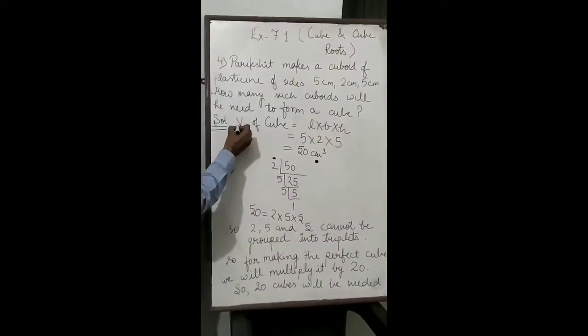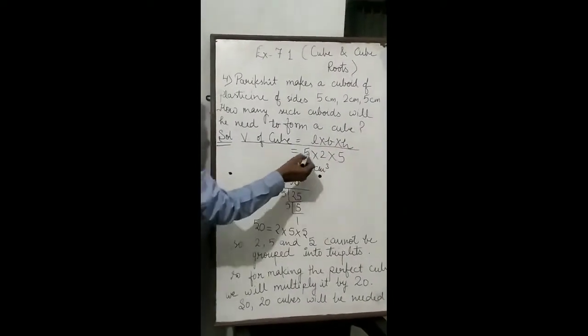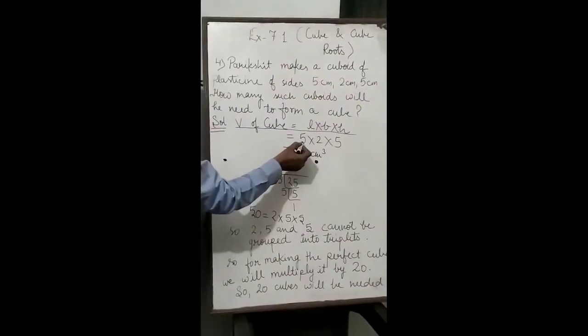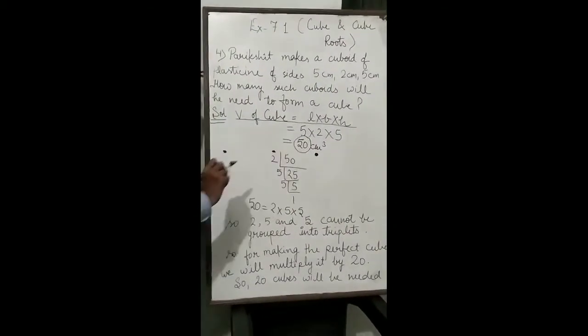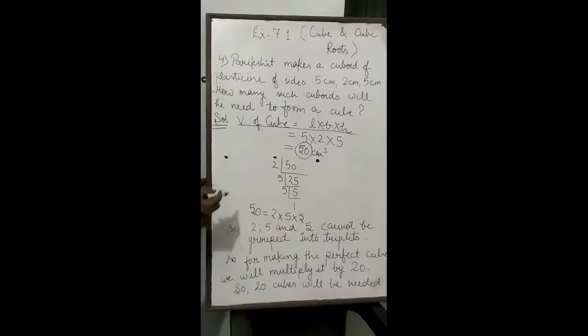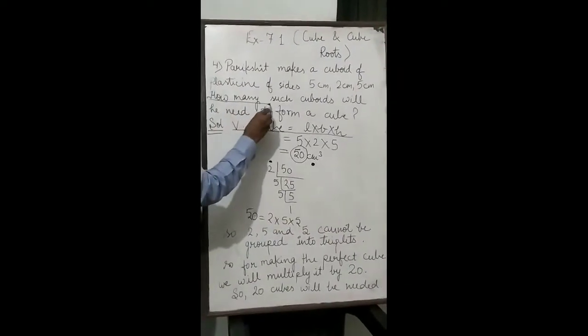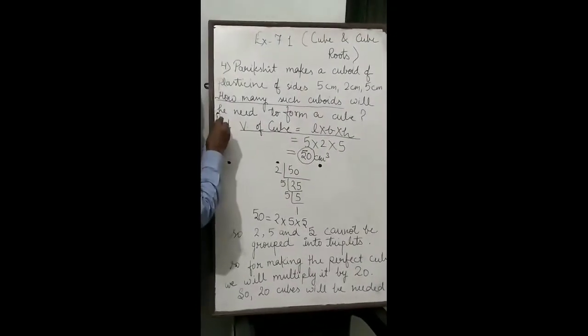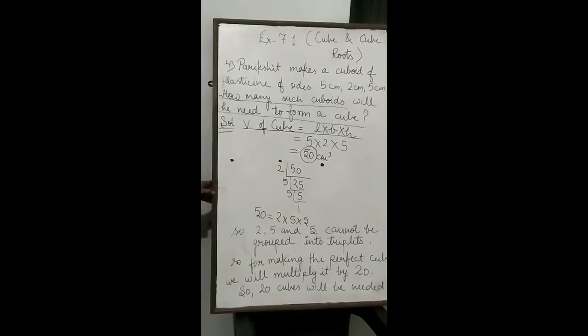So firstly we will find the volume of the cuboid. The volume formula is L into B into H. That means 5 into 2 into 5. That means 50 will be the volume of the cuboid. Now in the last part of this question, it asks how many such cuboids will he need to form a cube. उसको कितने क्यूबाइड्स और चाहिए क्यूब बनाने के लिए.